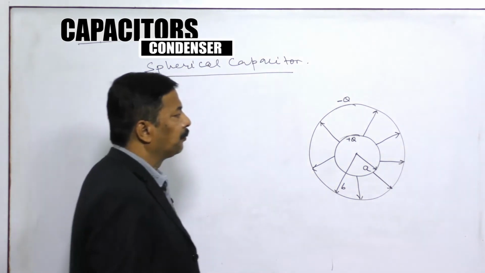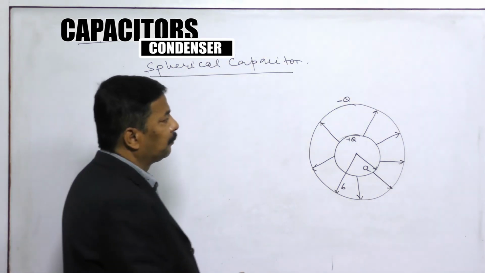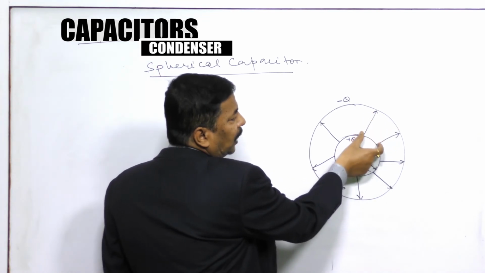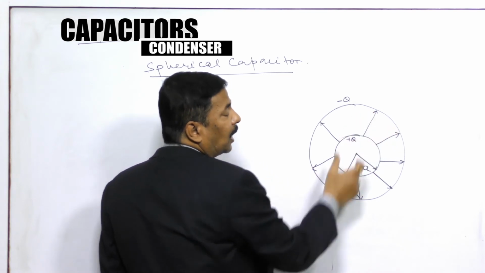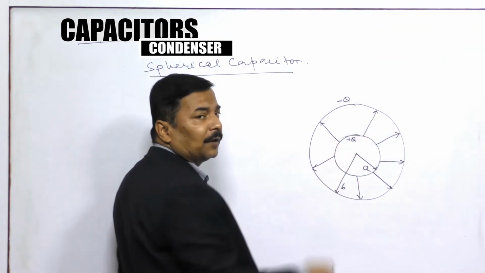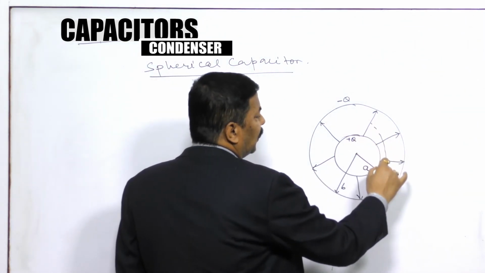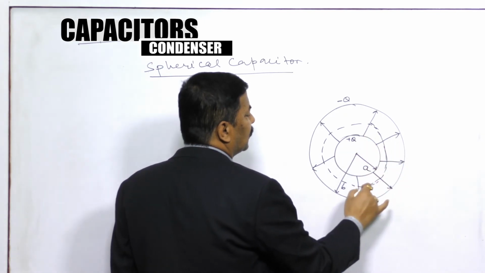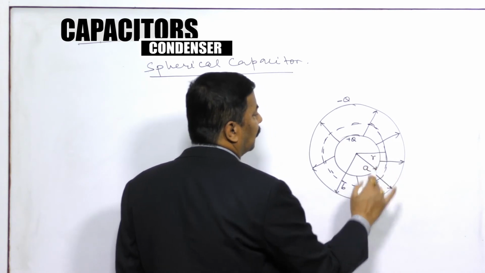Here you see the electric field is variable. Why? Here you see the distance between the electric lines of force is increasing. Here the separation is less, here more, like this. So the electric field is variable. So in order to find the electric field, I am considering a Gaussian surface. This is the Gaussian surface, of radius r.